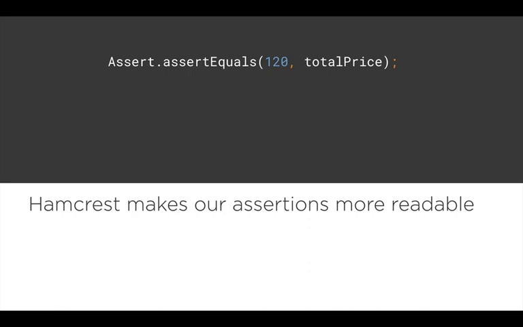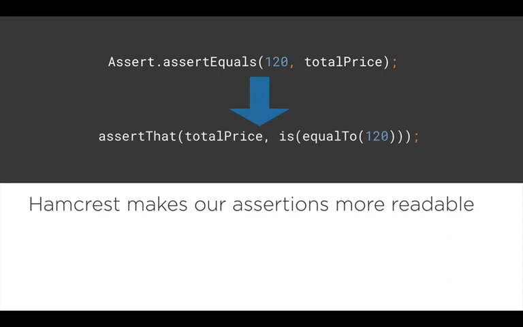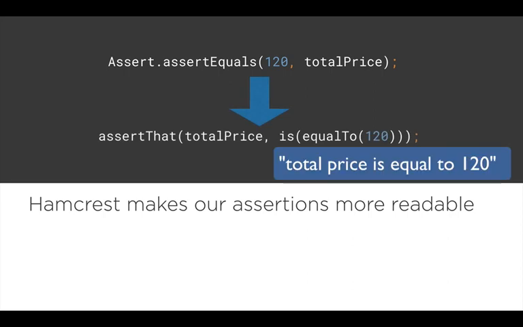When we use something like Hamcrest, on the other hand, we can write something like this. Don't worry about the exact syntax just yet, but take a look at how this second expression reads. Assert that the total price is equal to 120. It just rolls off the tongue.